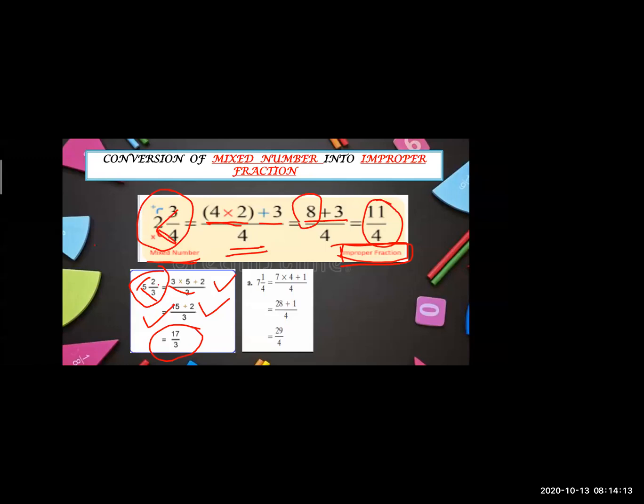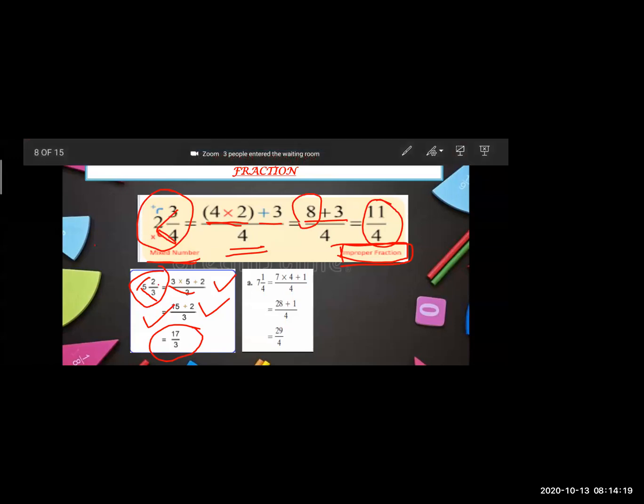So 7 1 upon 4 also gives you 4 7s are 28. 28 plus 1 is 29. So the answer that we got is 29 upon 4. Sometimes you have to do these 2 steps in your mind only, when you do bigger sums, or when you go into a higher standard and need to solve the sums directly. At that time you can skip these 2 steps and directly come to the conclusion of 29 upon 4. So you need to practice so that you can get the answer very easily.